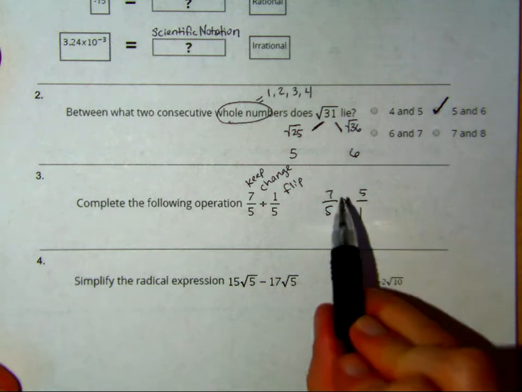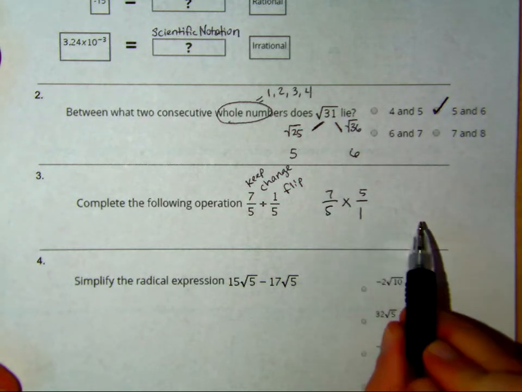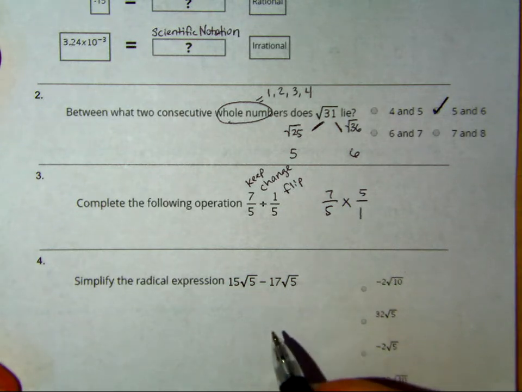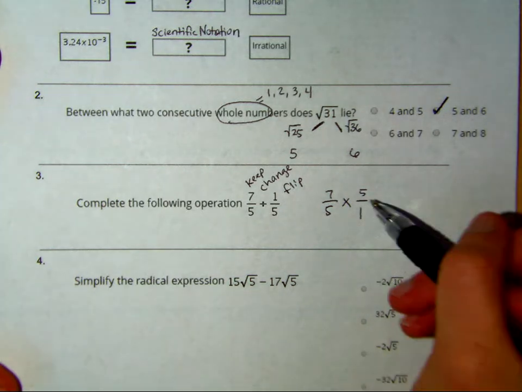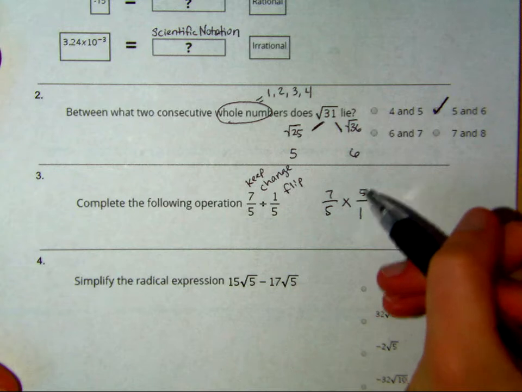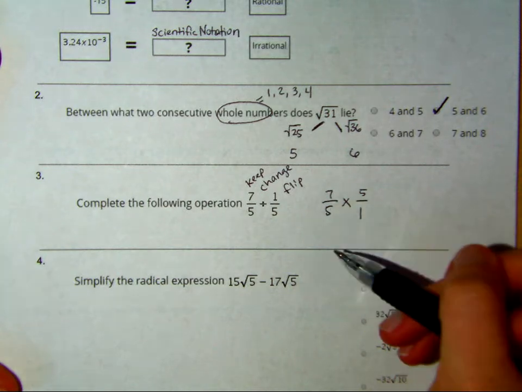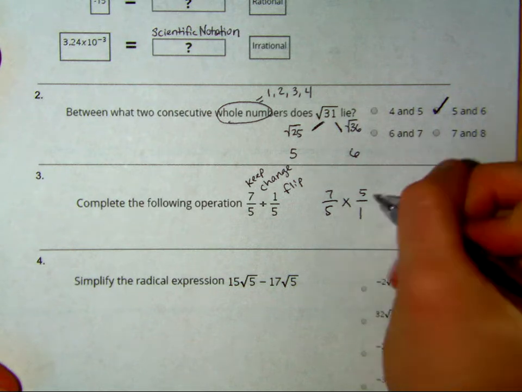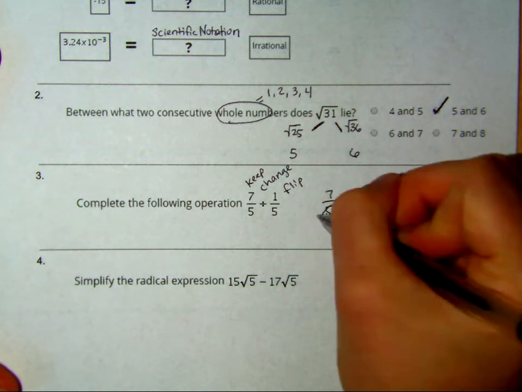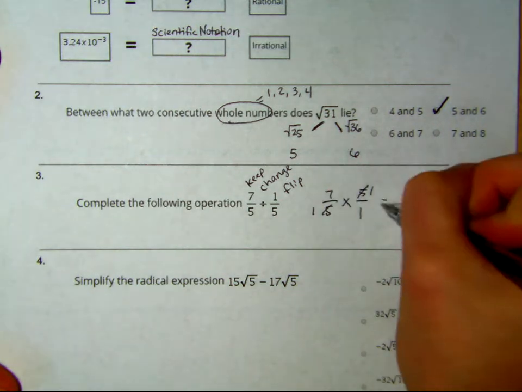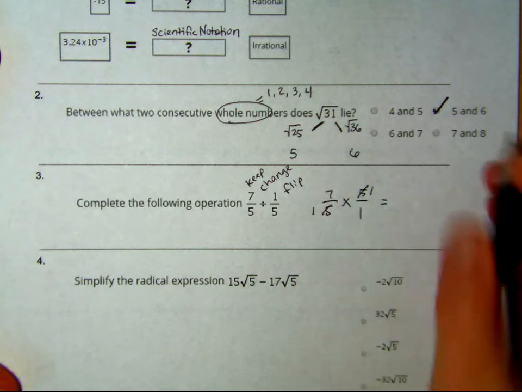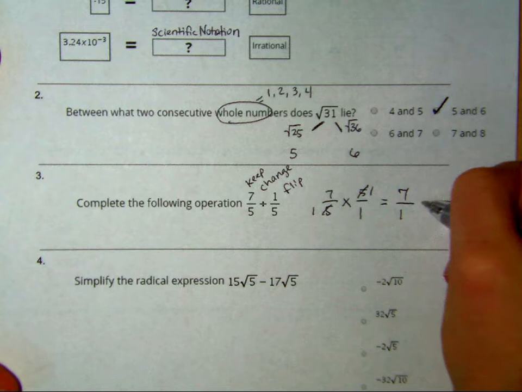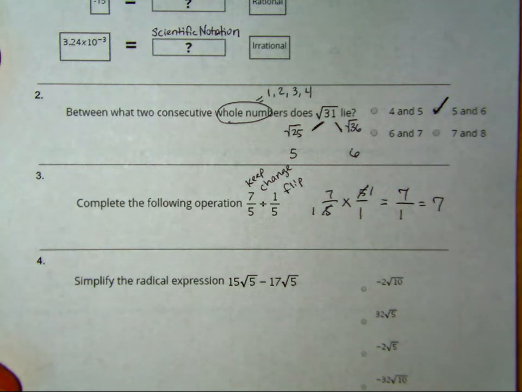So we could just multiply across and simplify, or you can look and see, is there anything that can simplify before you multiply? Okay? Because the 5 is in the numerator and denominator, it can just cancel out. So 5 divided by 5 is just 1. Okay, so we just get 1, and then we can multiply across. 7 times 1 is 7. 1 times 1 is 1. And we end up with 7.